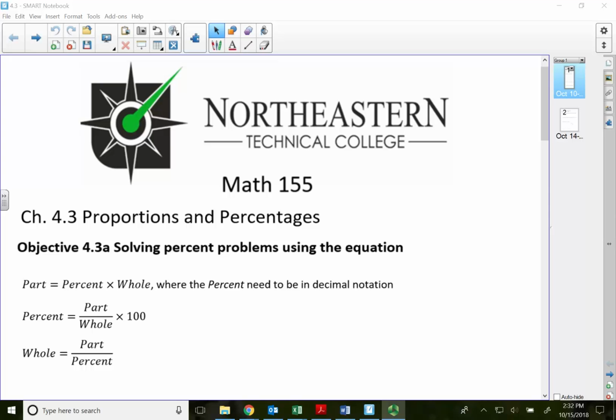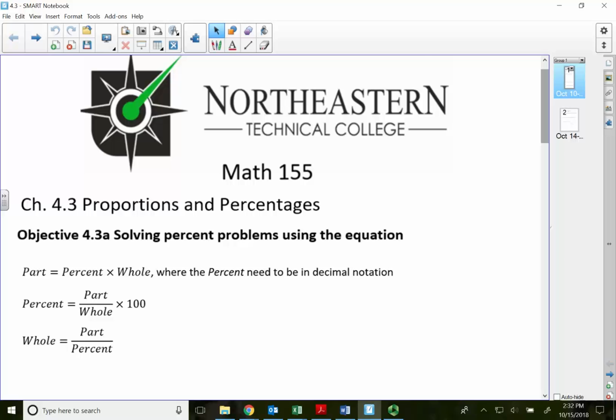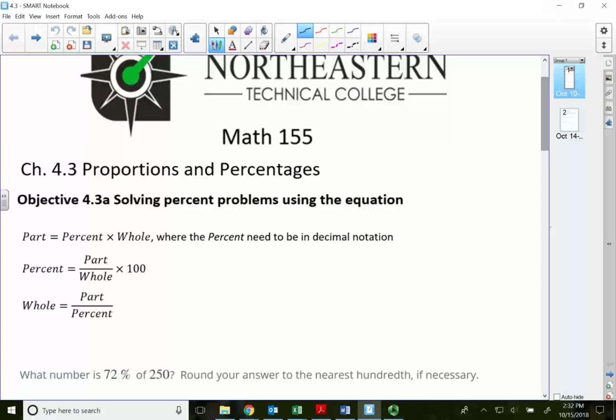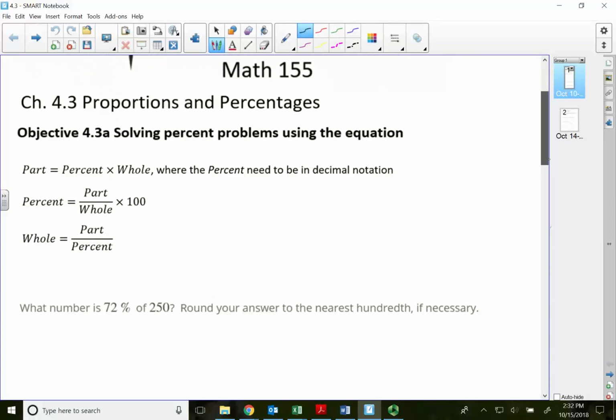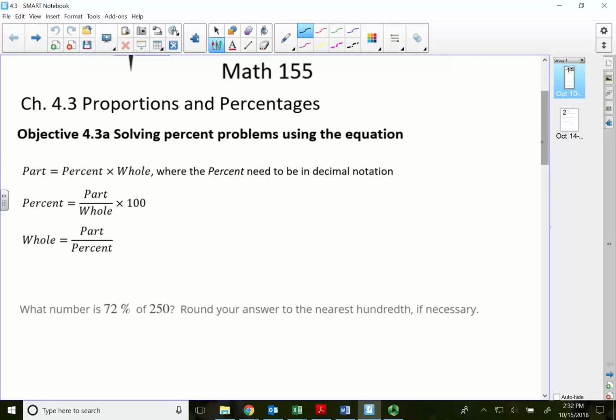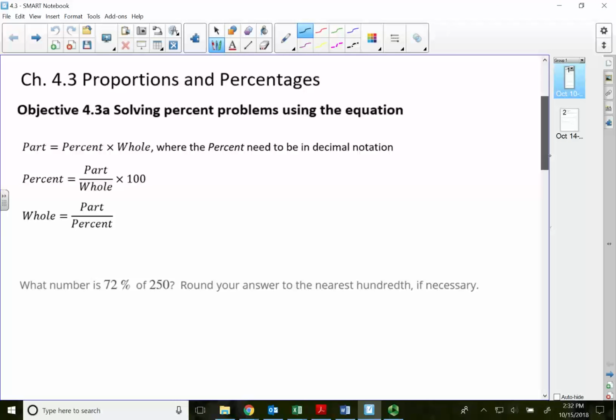Section 4.3, proportions and percentage. In this lecture video, let's take a look at solving percent problems using equations. The proportion part is going to be the next video, where we're going to do some examples regarding proportions, and we're going to include some percentage as well.